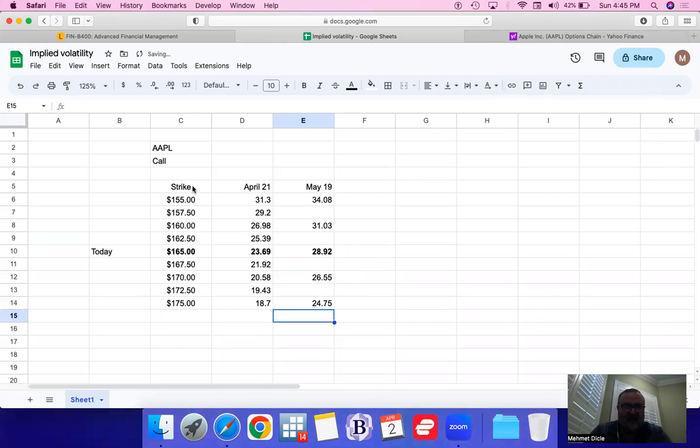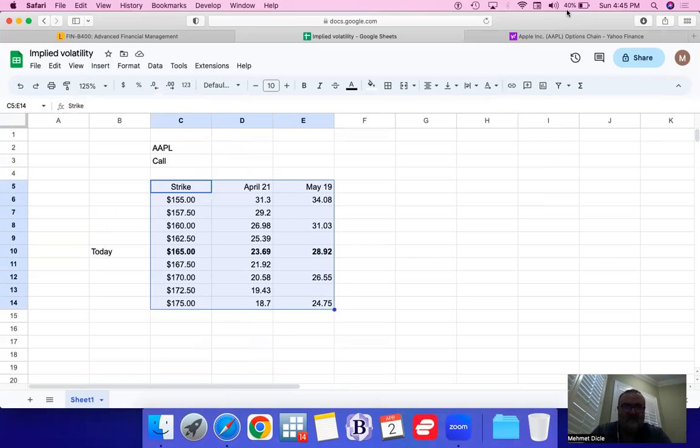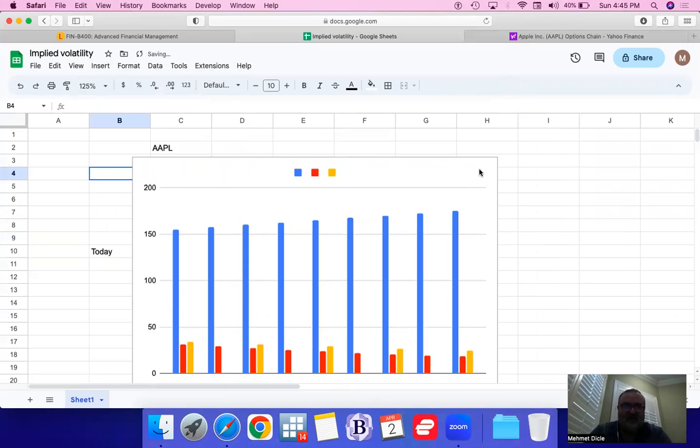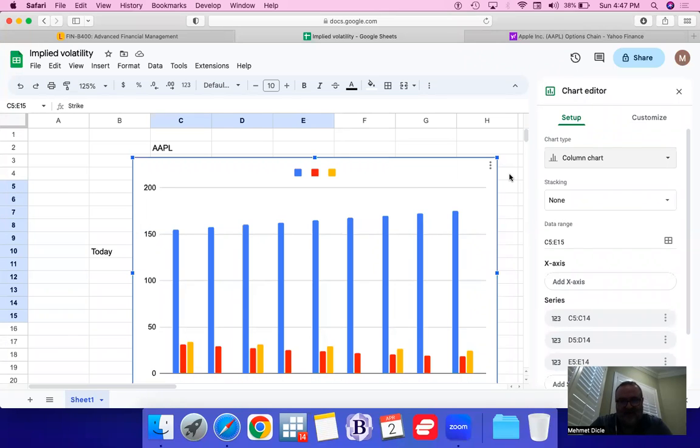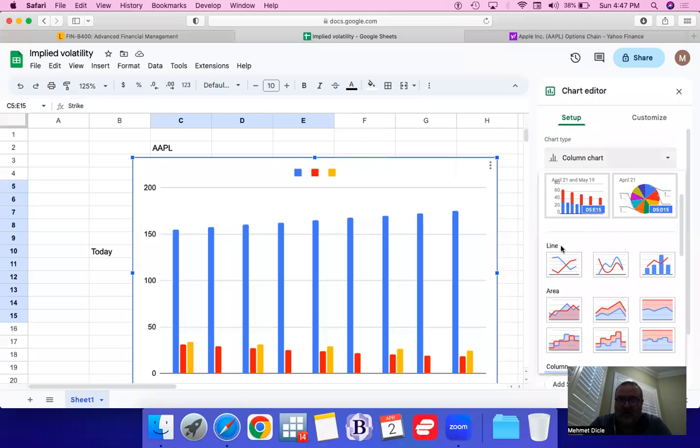So then I'm simply going to select these and click on insert. Now we want a chart. The internet must be a little bit slow. No, that's not the chart we wanted to have. We wanted a nice volatility smile chart, so obviously a column chart doesn't do. Notice the chart editor right here. It says suggested, and we could go with that, or we can just choose line.